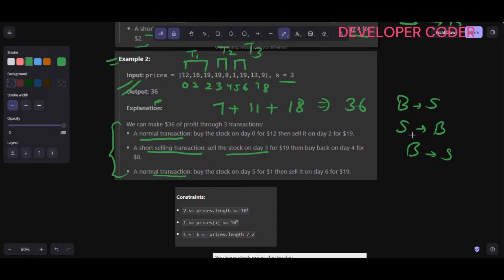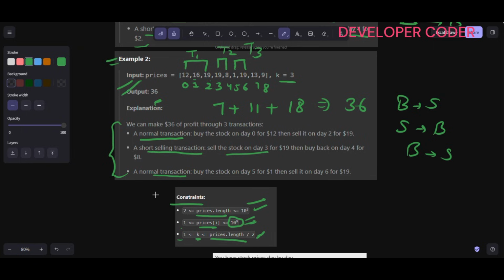Okay. Now here, these are the constants. Prices dot length from 2 to 10 raised to power 3. Prices of I values from 1 to 10 raised to power 9. Very big prices, right? Here, very big. And k values from 1 to prices dot length divided by 2. Okay, so this is the k value.